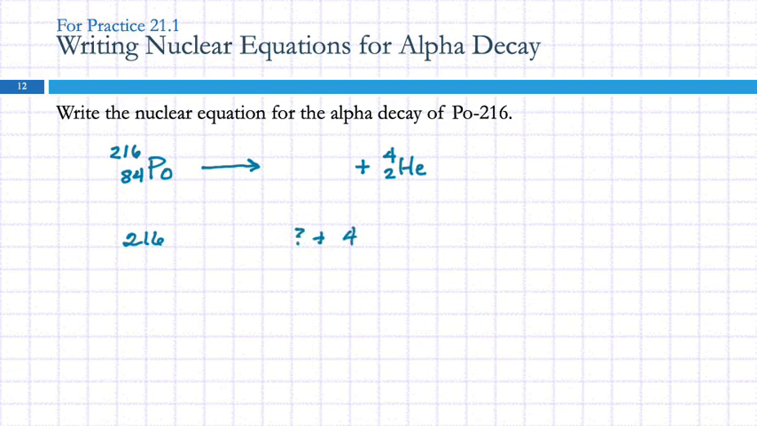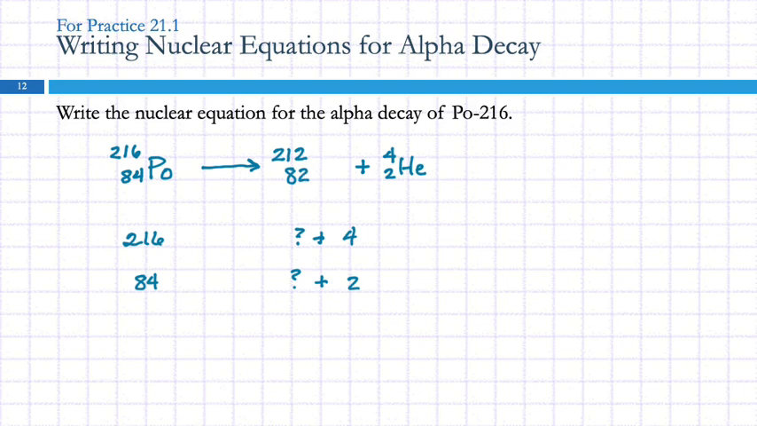The math here is not too hard, but use a calculator if you don't trust your mental calculator. Well, what needs to be there so that when I add 4, I get 216? 212. So I'm going to write 212 in here. That's the mass number. And then the atomic number, I've got 84 on that side, and I have 2 on this side. So what's the missing number? 82. That's not too hard.